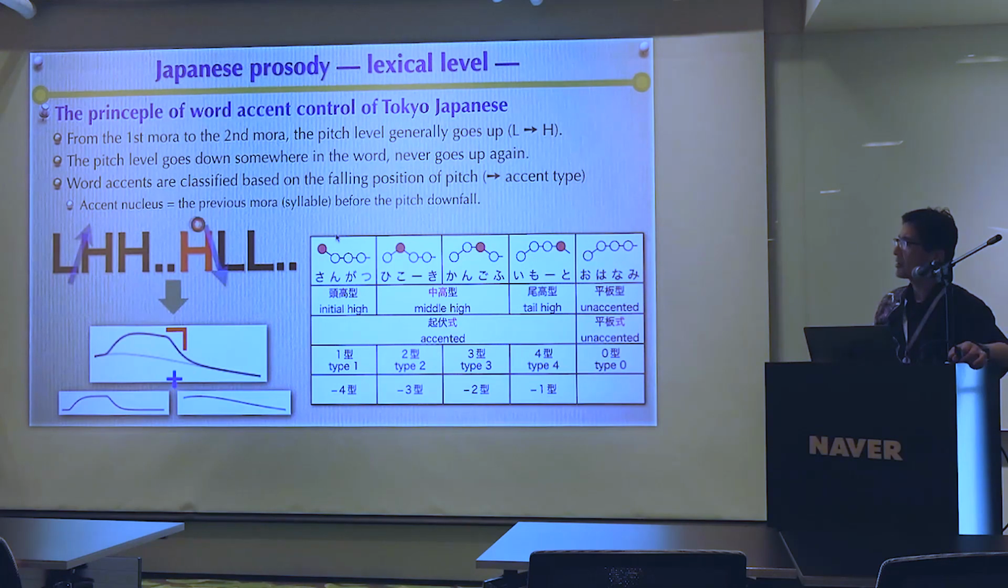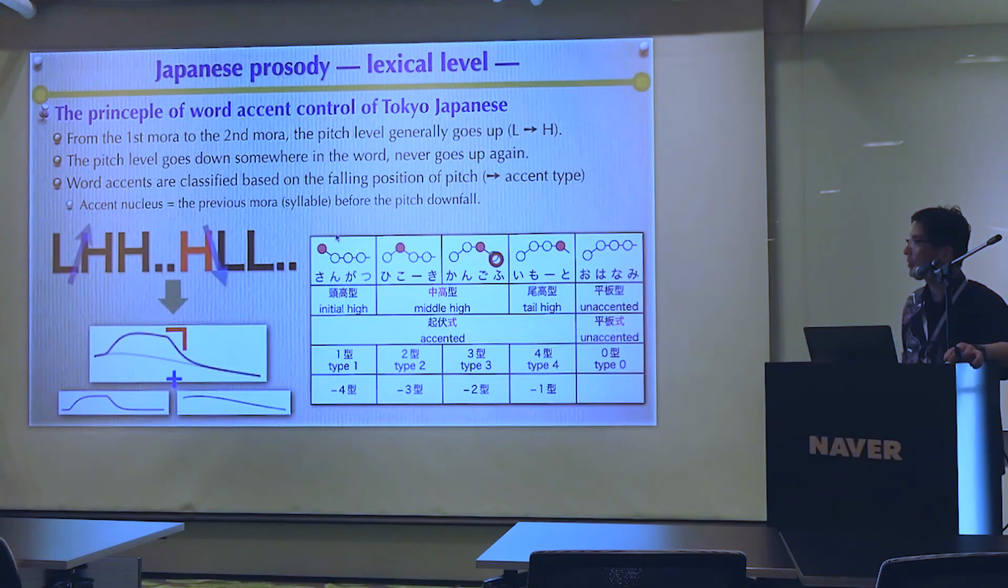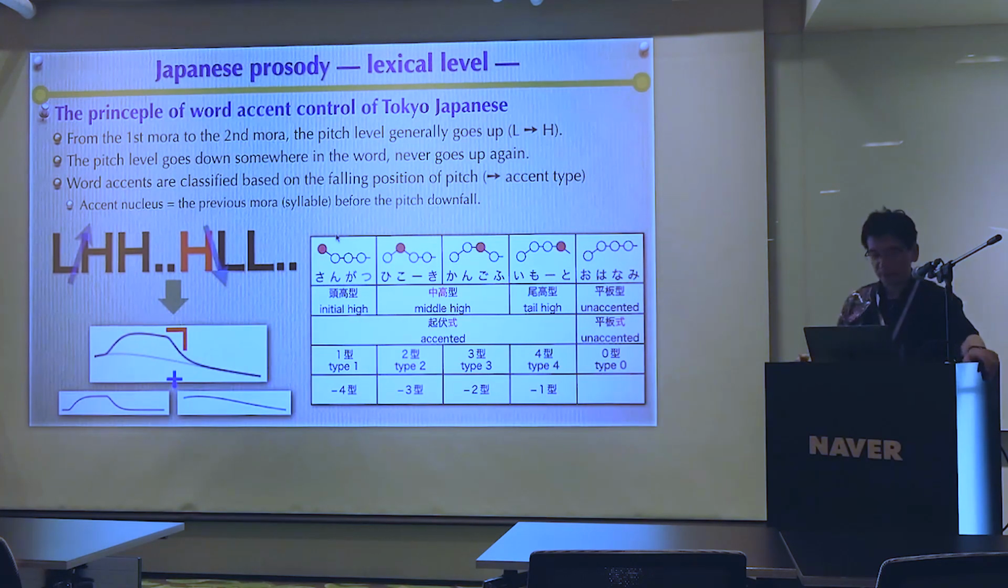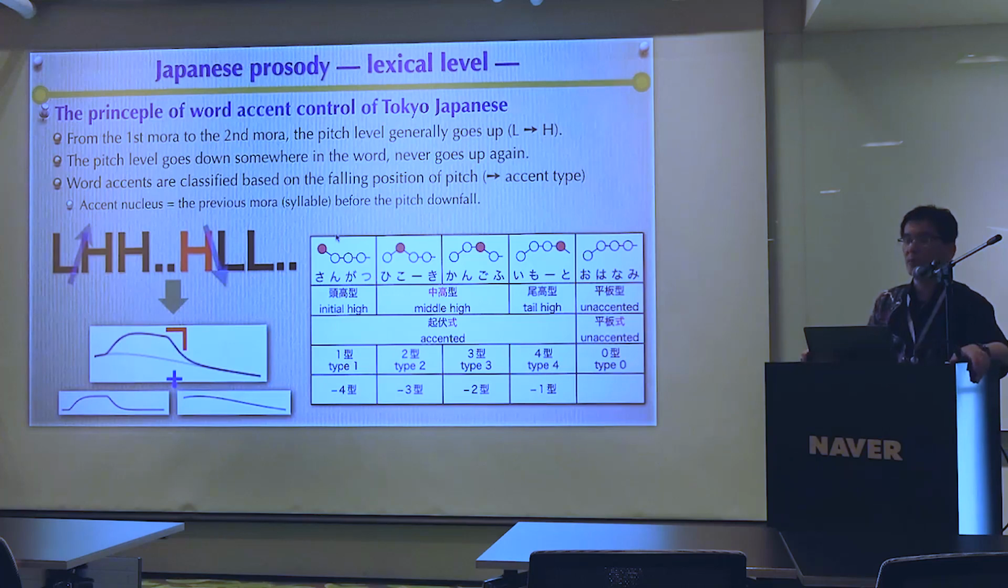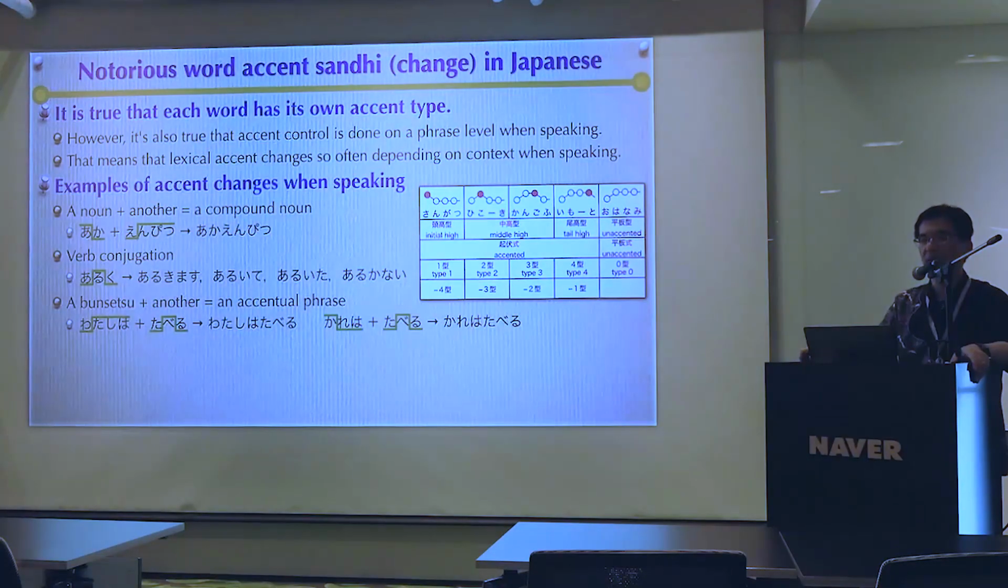Where it drops means that in Japanese we can classify lexical accent types depending on the fall position of pitch. This is a kind of observed pitch pattern. In the case of English, you have to remember the position of the stressed syllable in a word. But in the case of Japanese, you have to remember the pitch downfall position of individual words. Kind of similar. But what is the difficulty of learning lexical accent control of Japanese?